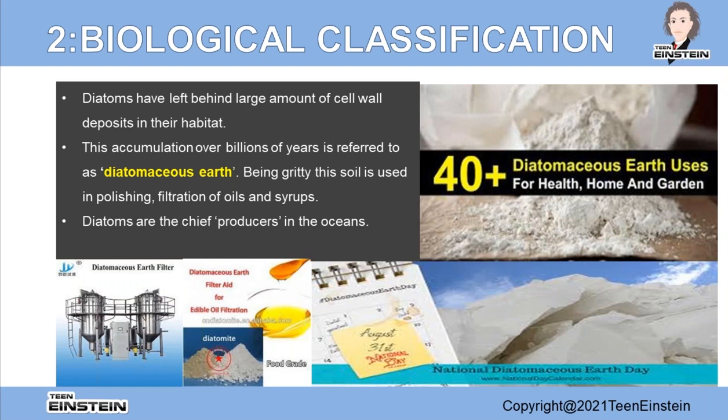So over millions of years it will get accumulated, and it is called diatomaceous earth. It is the deposition of diatoms, the cell wall deposition of diatoms. It is used for polishing and filtration of oils and syrups. Then they have so many uses. Here I have mentioned 40 plus uses.